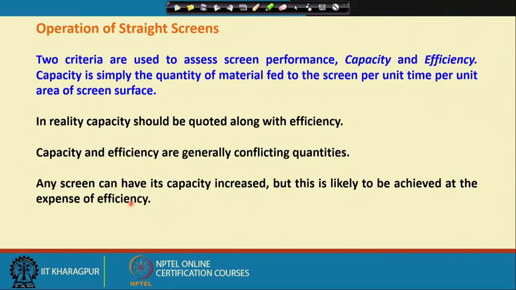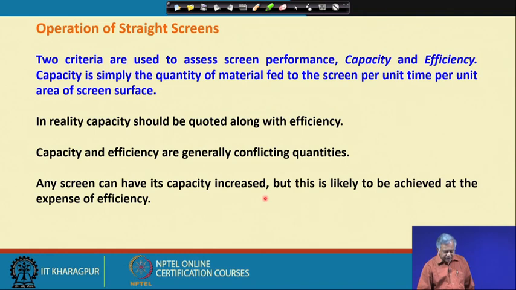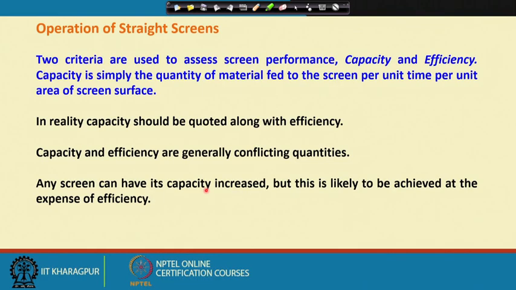So, that is why I have written that any screen can have its capacity increased, but this is likely to be achieved at the expense of efficiency, because when you increase the capacity, you are basically increasing the bed height, we call it bed depth. So, you have multiple layers of particles. There is a chance that some of the layers on top of the bottom layers may just pass through and report to the oversize, and they may carry a significant amount of relatively finer particles. That means you are compromising with the quality of your product.